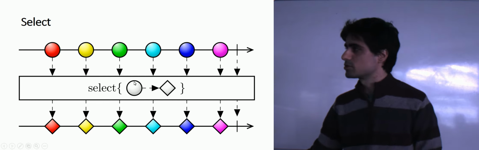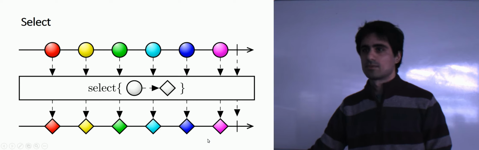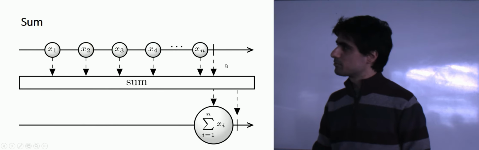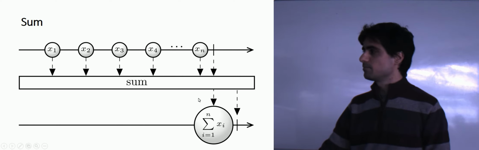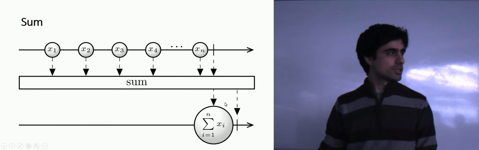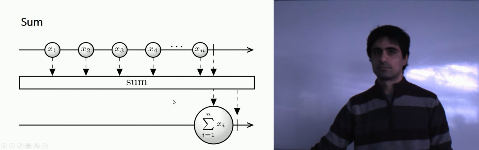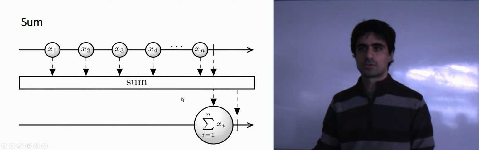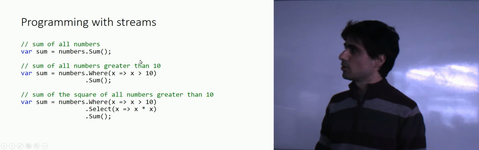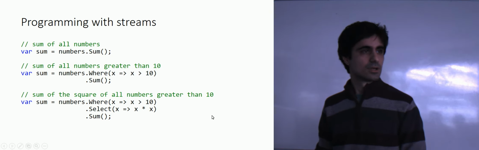This is the marble diagram for a select. So now I have a function that turns circles into diamonds, and I get this stream of circles, and I turn it into a stream of diamonds, okay? And sum looks a little bit different because essentially the detail of sum is that it will add all the elements. So really the data stream that results only has one element, which is the sum of all the original elements. So you start with a stream of values and you end up with a stream of only one value. Okay? But you can still consider it to be a stream of just one value. So that's how you can toggle between these two ways of seeing it, but hopefully it is clear.